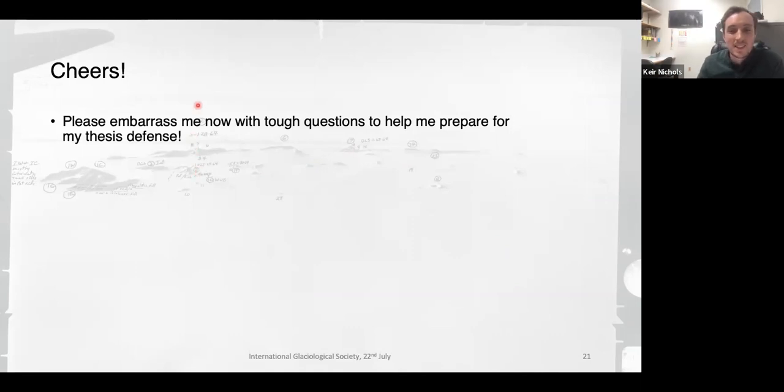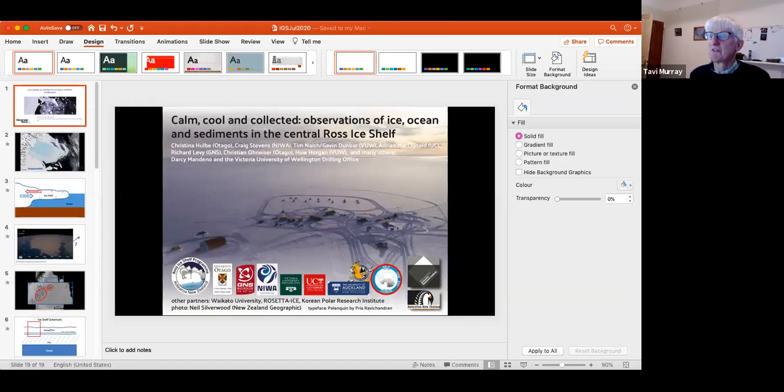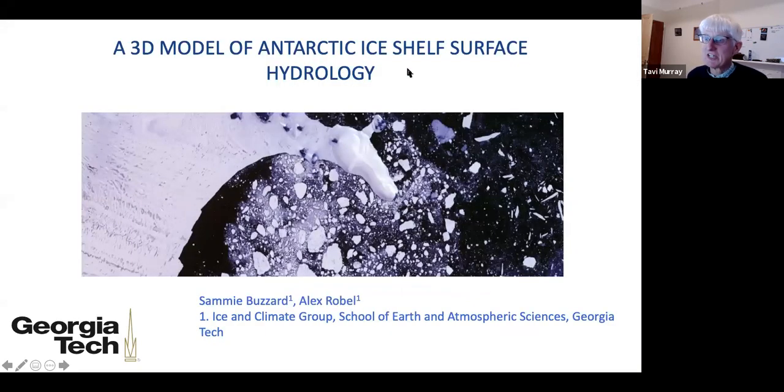We'll see if people can come up with the questions that will help you with your defense. So our third speaker is going to be Sammie Buzzard, who is a postdoc working currently at Georgia Tech with Alex Roble on the surface hydrology of ice sheets. She worked on the same topic for her PhD and briefly worked on sea ice at UCL as well.